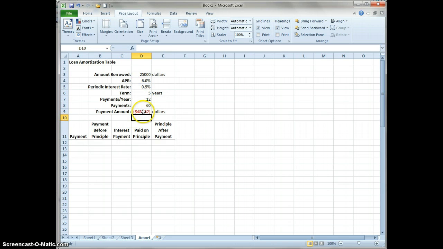Now, one thing Excel does, it thinks of this as a cash outflow, so it makes it negative. So we're going to go ahead and add a negative symbol in front of the payment amount so we can keep it positive.